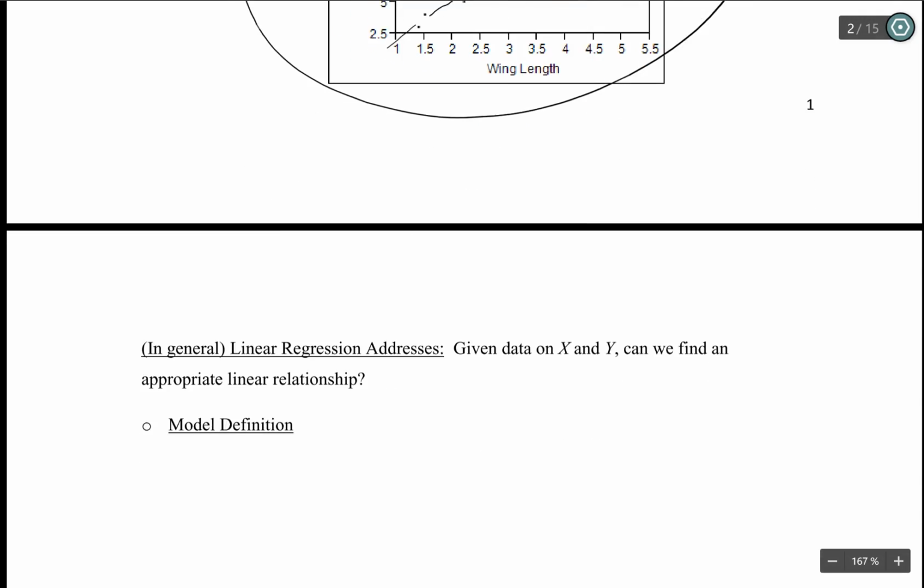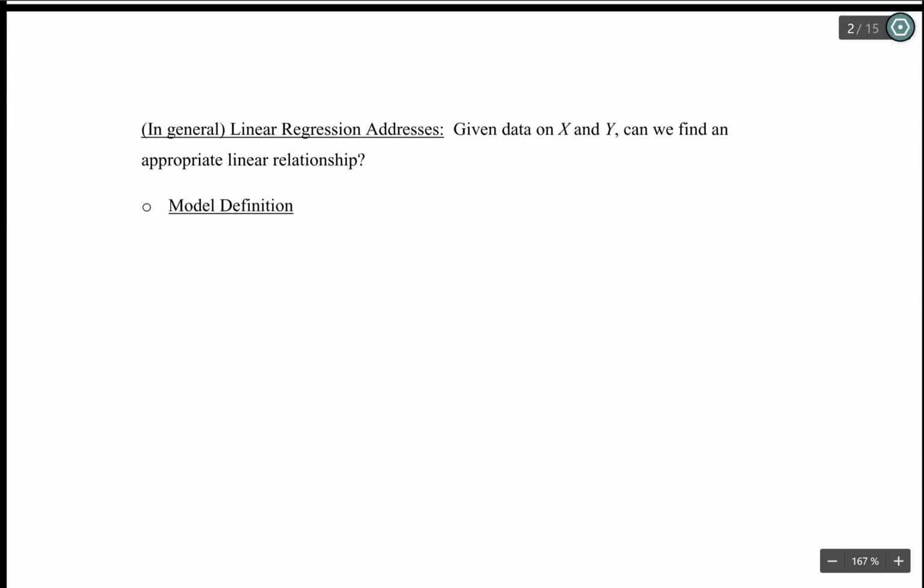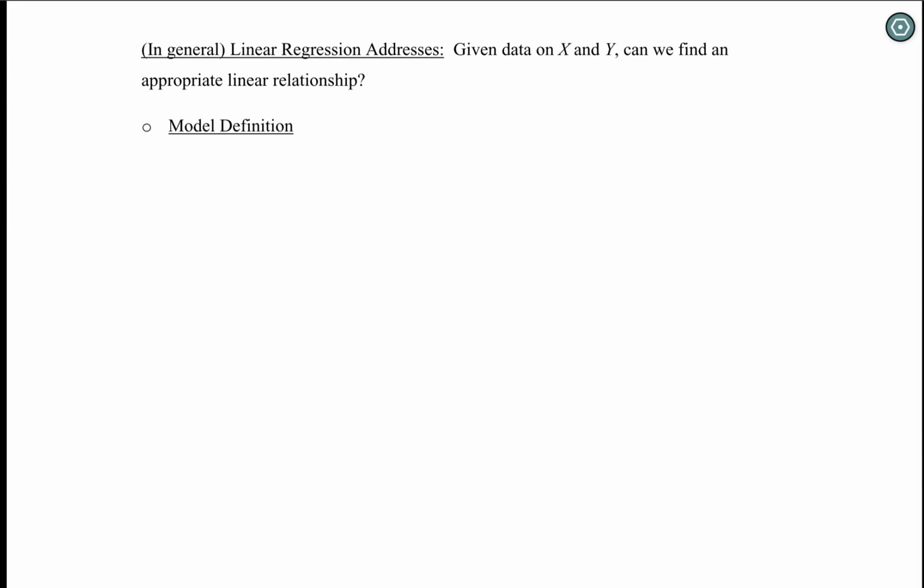So what we'd like to do in general, not necessarily just the sparrow data, is that regression wants to find an appropriate linear relationship given data on X and data on Y. And it does so with the following model. So I'm going to define up front the linear model, the regression model that is used.